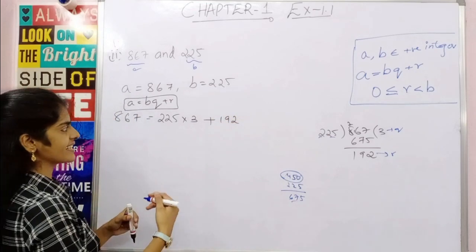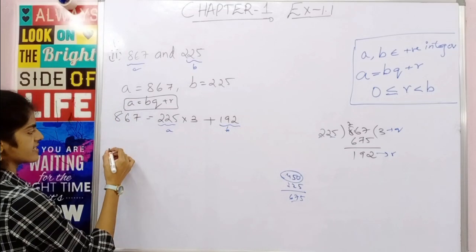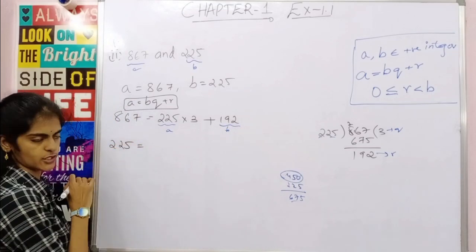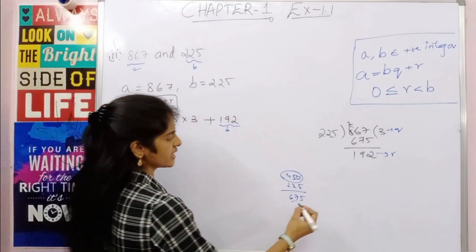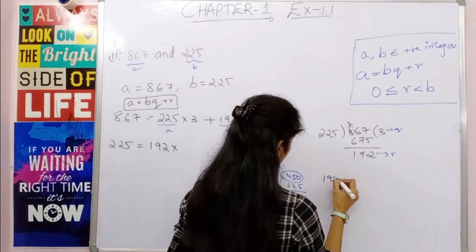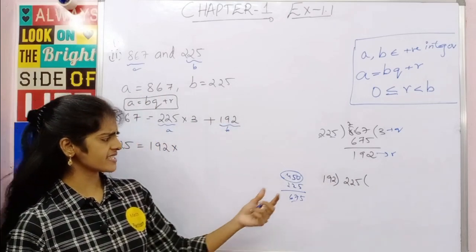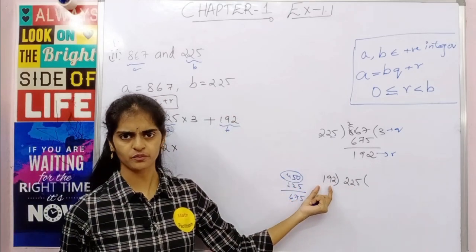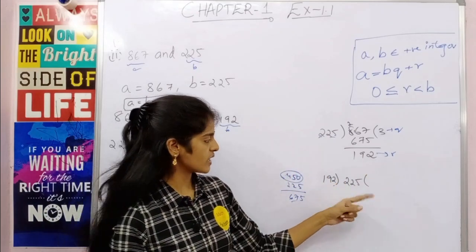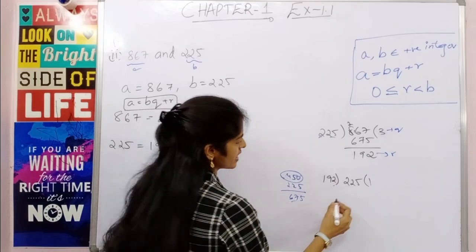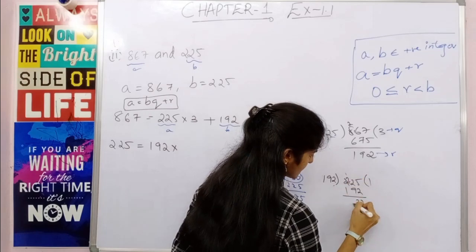Clear? So in the next step, now you will take this as A and this as B. So let us write. 225 is equal to B, which is 192, into Q. So let us do it here. You have 192, so 225 divided by 192. Here you can see clearly 225 is close to 192, right? If you take 192 2 times, it will be more. So let us take 192 one time. So 192 one time gives you 192. Subtracting, you will have this 33.